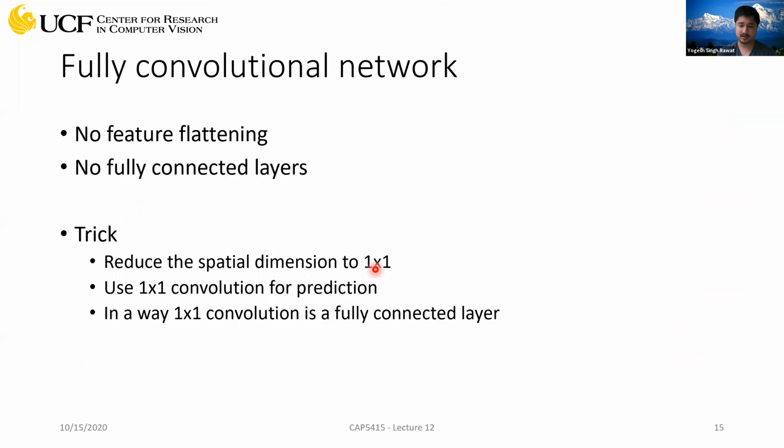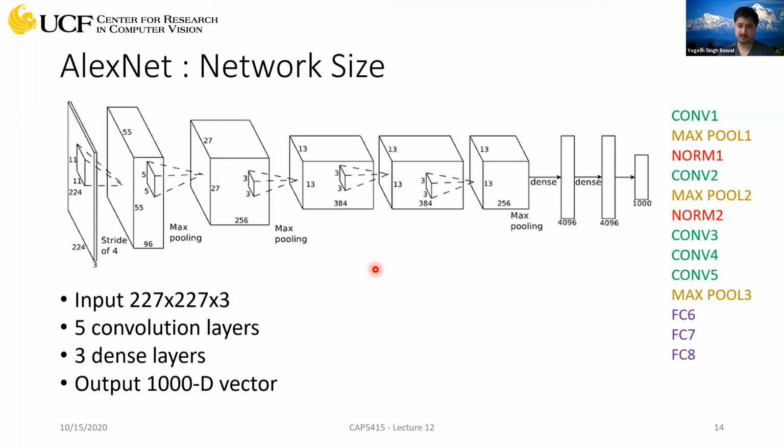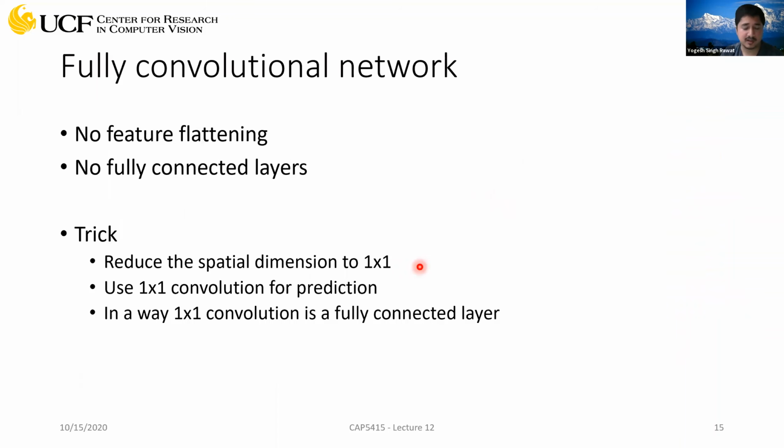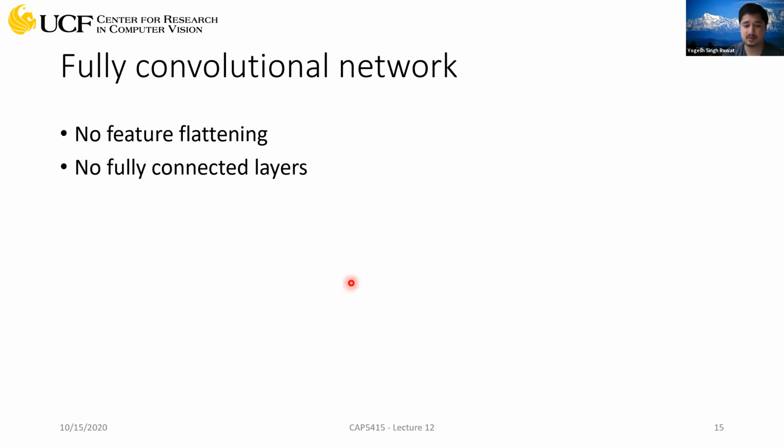Let me go back quickly. In this case, the spatial dimension is 13 cross 13. So you want to perform some more convolutions, or maybe some max pooling operations before these layers, so that the shape of this feature map is 1 cross 1 cross 256. And then we can simply use a 1 cross 1 convolution for the prediction. In a way, this 1 cross 1 convolution is also a fully connected layer.